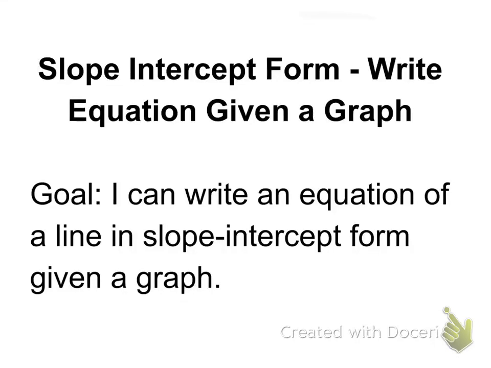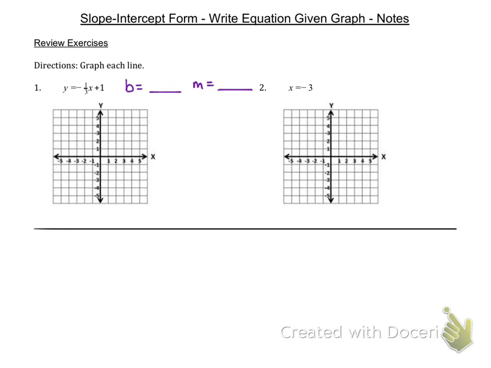This video is about writing an equation of a line in slope-intercept form given a graph. The directions say graph each line. So first thing I'm going to do is look for my y-intercept, which is my b value, which is 1. And my slope is the number in front of the x, which is -1/3.